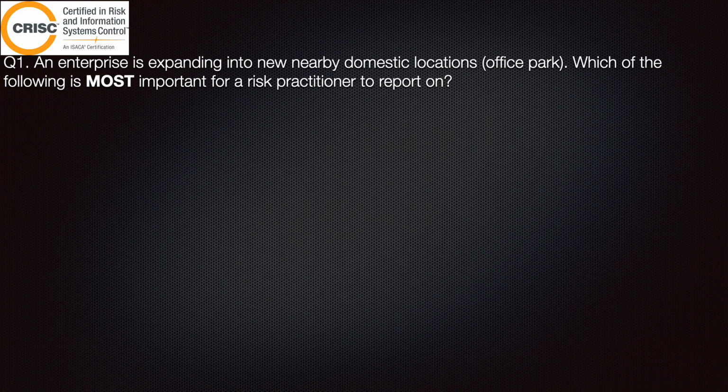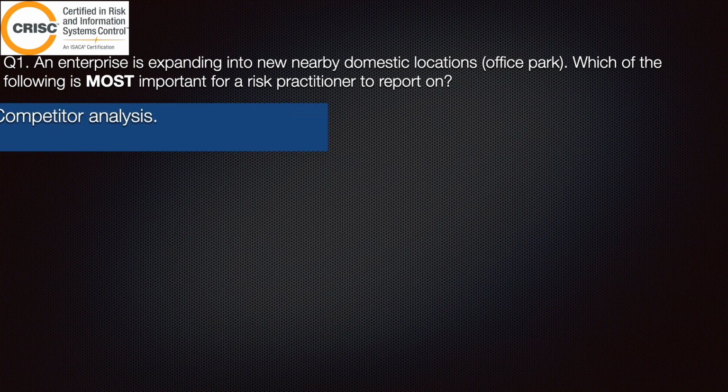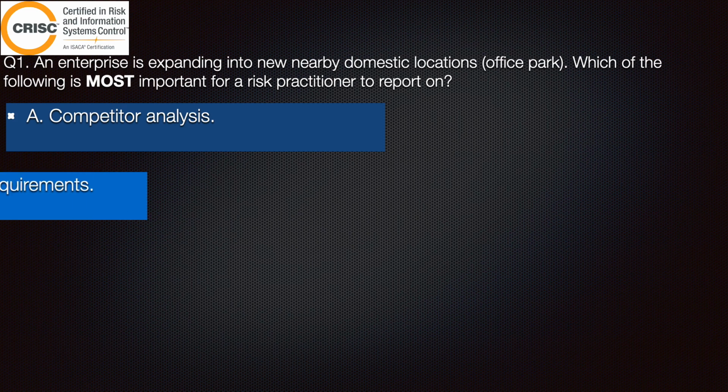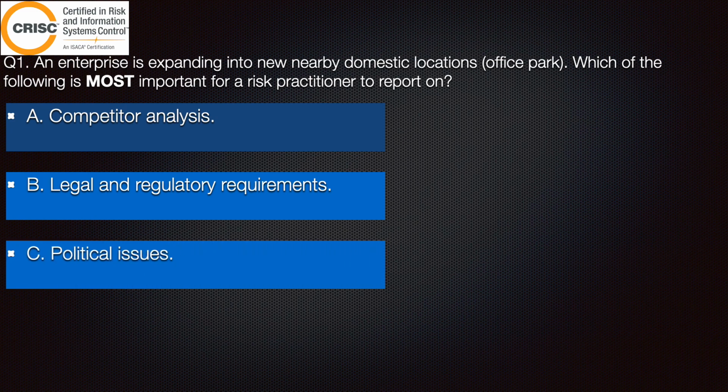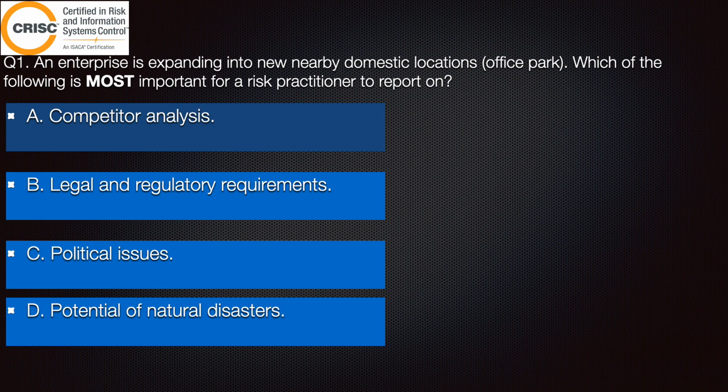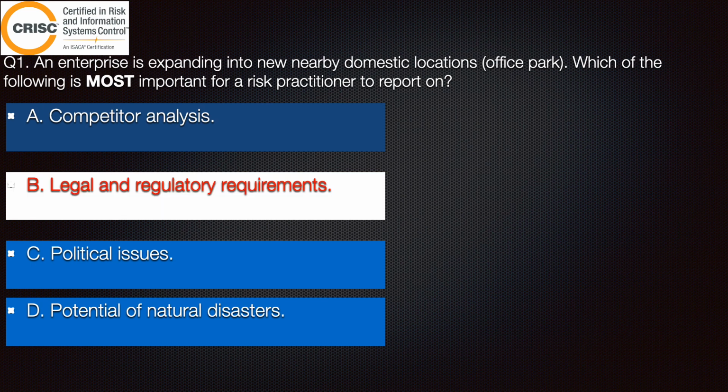Question 1. An enterprise is expanding into a new nearby domestic location, that is, an office park. Which of the following is most important for a risk practitioner to report on? The options are: A, competitor analysis; B, legal and regulatory requirement; C, political issues; and D, potential of natural disaster. The correct answer is option B, legal and regulatory requirement.